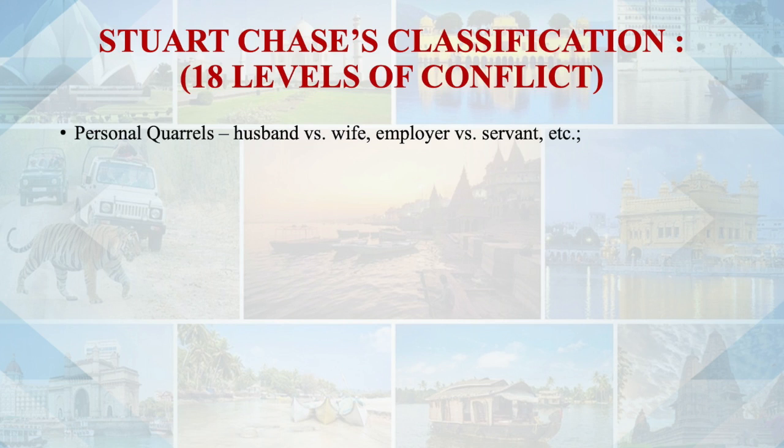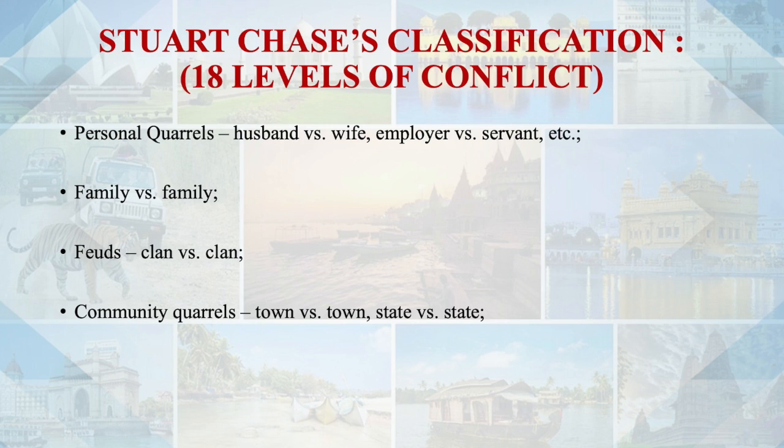Now another classification of conflict has 18 levels, one of the most diversified classifications of conflict. In this 18-level classification, the first is personal quarrel. It happens in the family, in individual relationships, siblings, husband and wife as a family unit. Then family versus family, this conflict is also there. Then conflict because of clan, group or tribe. Fourth is community quarrels, town versus town, state versus state.